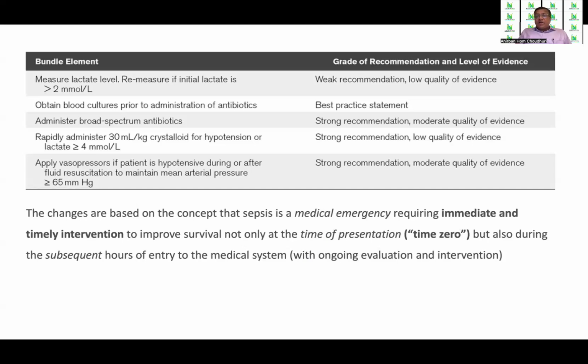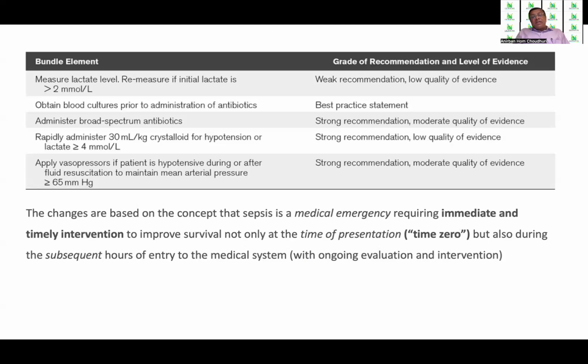So automatically the question comes that if the recommendation is not so strong in all of these individuals and the quality of evidence is either low or moderate, then why do we include these as bundles? The answer is very simple. The changes are based on the concept that sepsis is a medical emergency requiring immediate and timely intervention to improve survival, not only at the time of presentation, which we technically refer to as time zero, but also during the subsequent hours of entry into the medical system, that is, during the processes of ongoing evaluation and intervention.